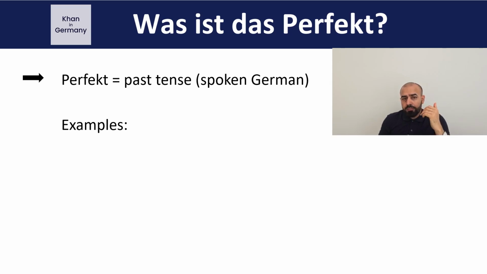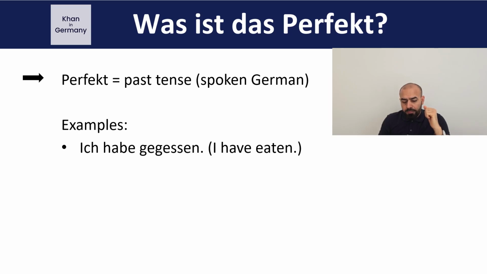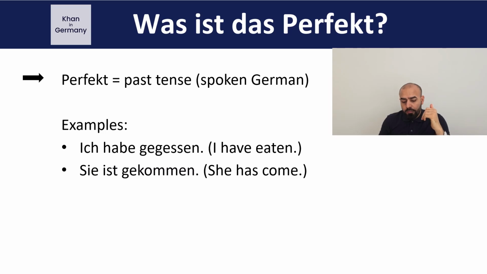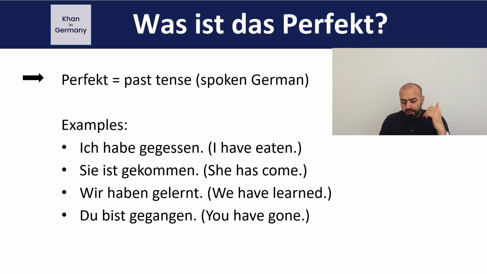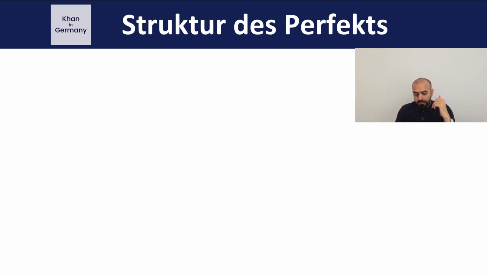So some of the examples, and afterwards I'm going to really dive in deeper to really navigate how these helping verbs work. So examples are: Ich habe gegessen, I have eaten. Sie ist gekommen, she has come. Wir haben gelernt, we have learned. Du bist gegangen, you have gone.